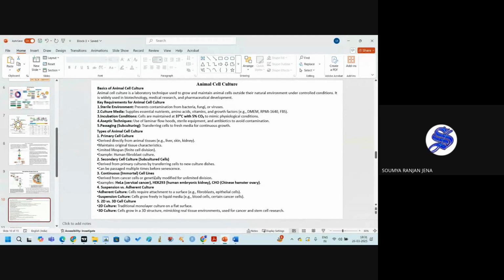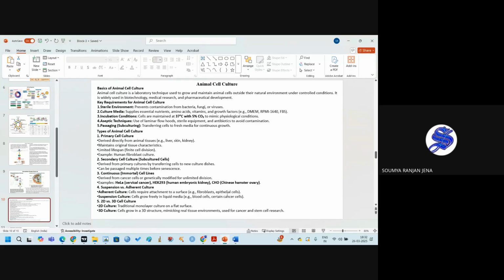If we go to the fourth one, we culture the cell into two types, in a suspension and in an adherent culture. Why suspension? Because blood cells are grown in a suspension manner, like in a liquid medium. But in other cell lines, like cervical cancer or kidney cancer, they are attached to one surface because they adhere to a surface. So in adherent culture, cells require attachment to the surface to grow, like fibroblast and epithelial cells. It requires a surface for growth.